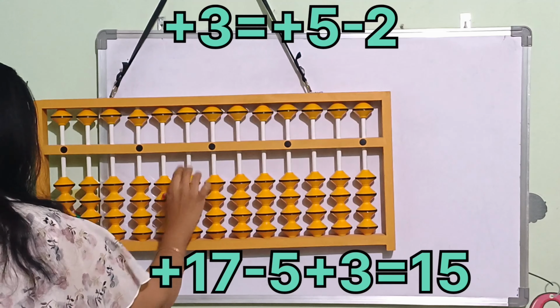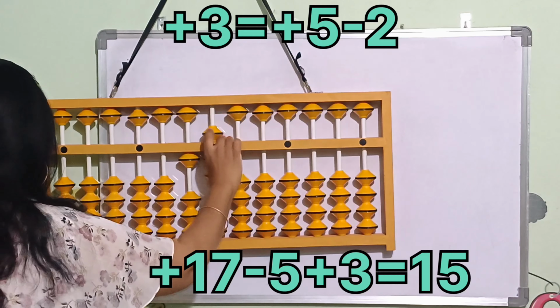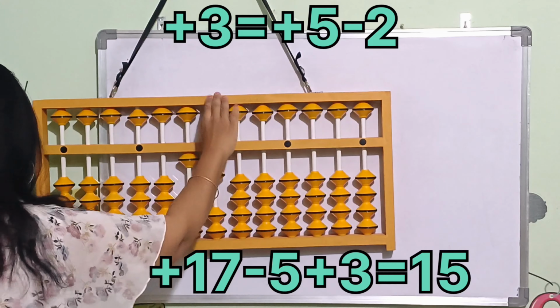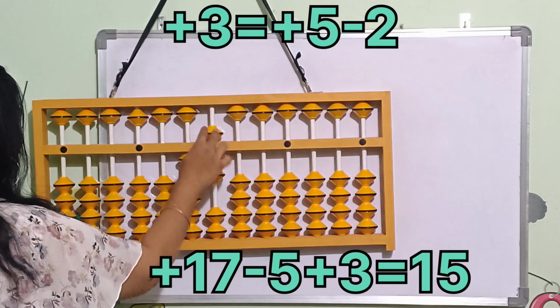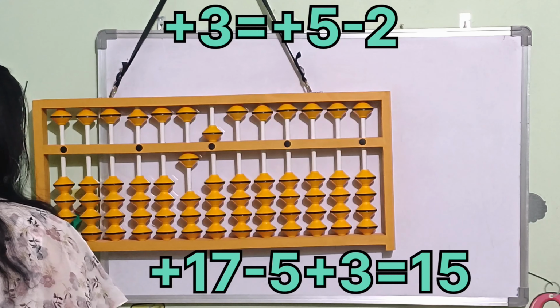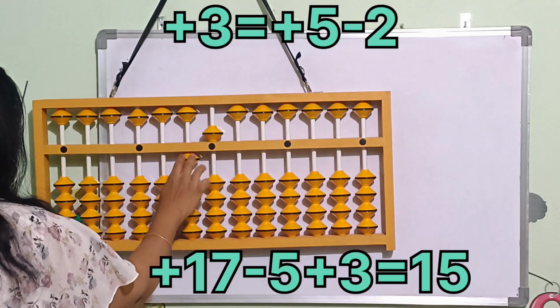Our next question is 17 less 5. Add 3. For add 3 again, add 5 less 2. Answer is 15.